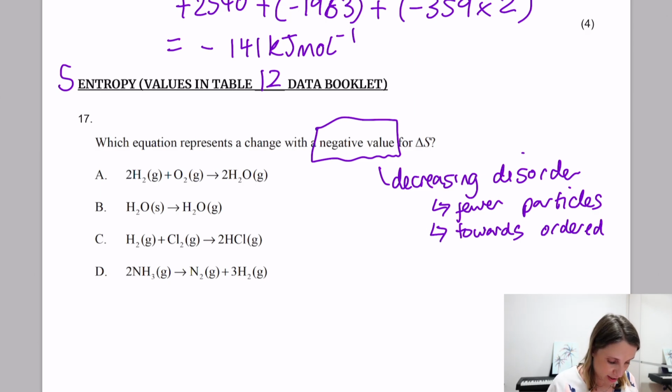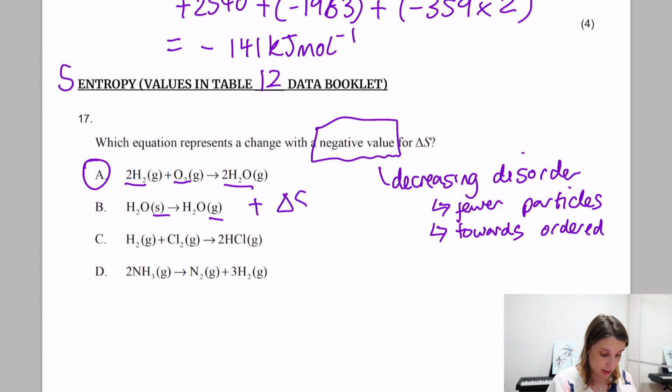So in this top one here, you can see that there's 3 particles on the left and only 2 on the right. So this is definitely becoming more organized, less chaotic on the right-hand side than it was on the left. So I think this is probably the right answer, but let's check the rest of them. In B, you're going from a solid to a gas, so this is definitely becoming more disordered, so you would expect a positive delta S for this one.